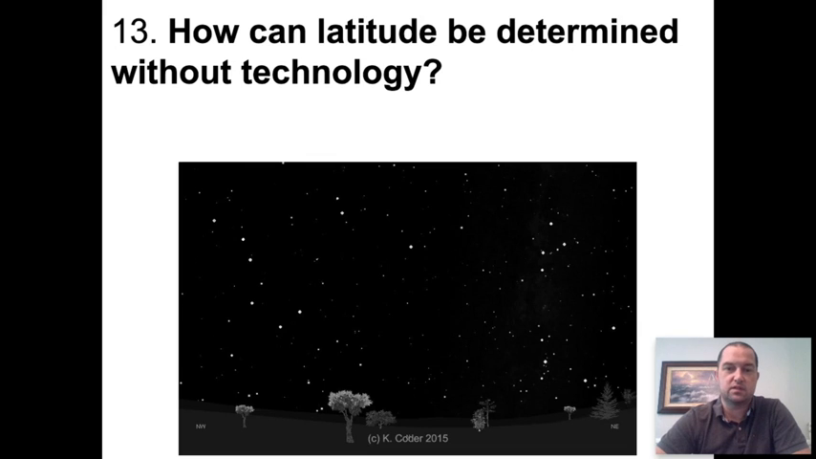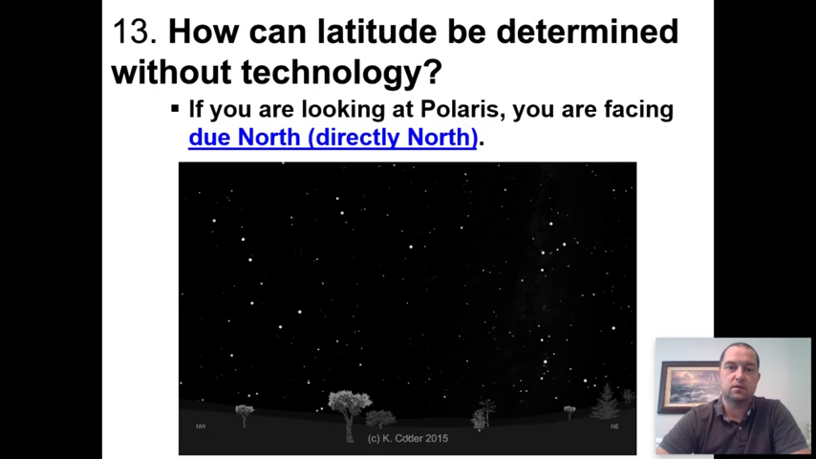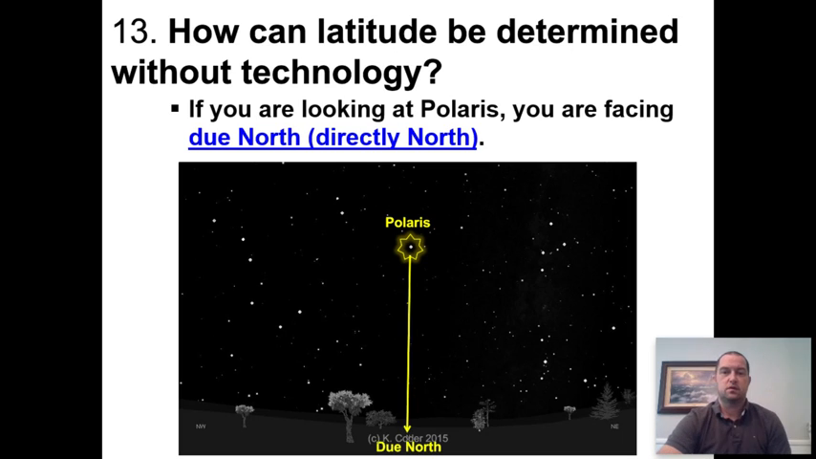Let's give you guys a couple seconds to see if you can find it. And if you don't know how to find it, that's okay. This was Polaris. If you're looking at Polaris, you're facing due north, which means directly north. So if this is our vision of Polaris, we are looking due north.